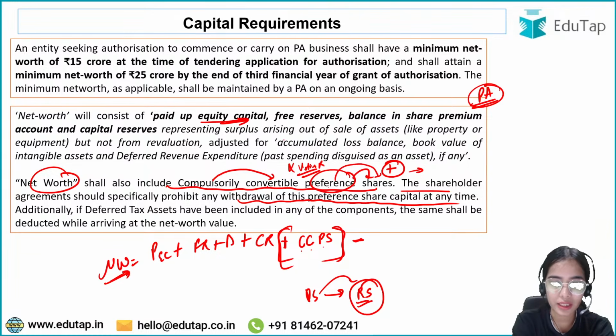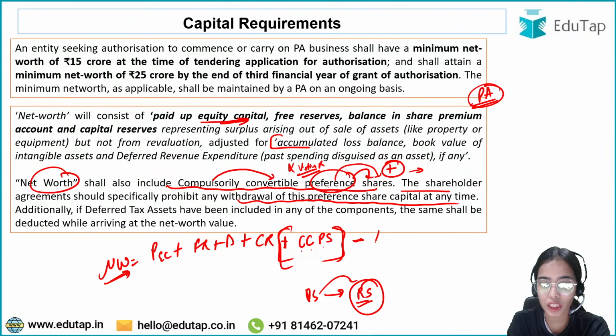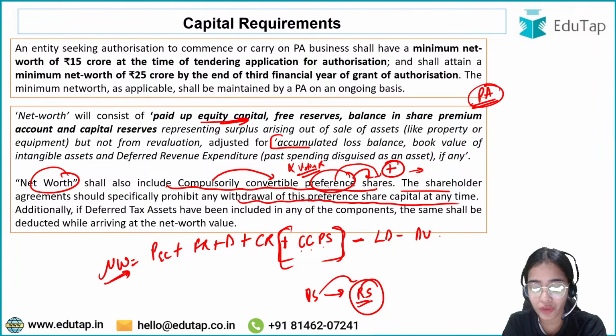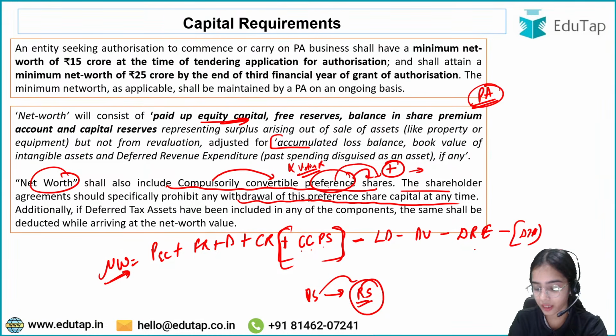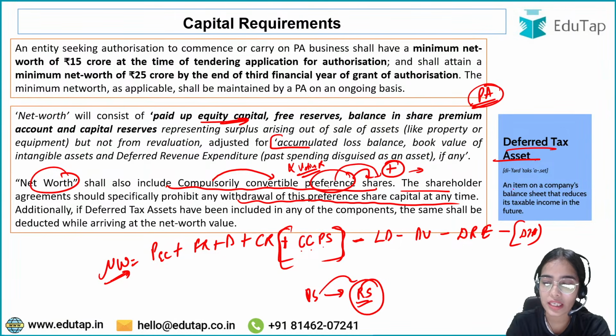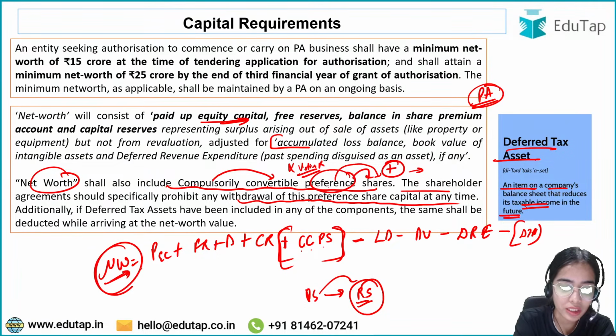Now in the normal definition, we are deducting the loss balance, the book value of the intangible assets, and the deferred revenue expenditure. For the payment aggregator specifically, deduct the deferred tax asset. A deferred tax asset is an item on a company's balance sheet that reduces its taxable income in the future. So the net worth calculation for the current year should not include this deferred tax asset. That's why we deduct it.